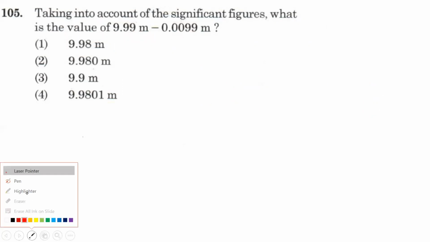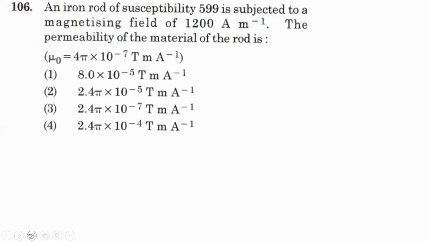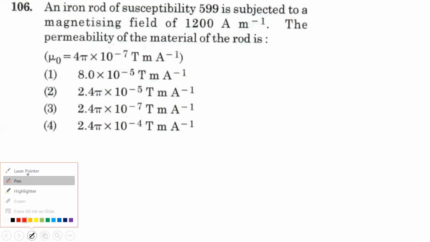Actually, to calculate significant figures in subtraction, we have to see the number after the decimal which has the least significant figures. Here, 2 significant figures are there, and here 4 significant figures are there. That means after the decimal, 2 significant figures should be there. So with 2 significant figures after the decimal, only the first option is correct. So for question 105, the first option is correct. Next we are going to discuss the 106th question.